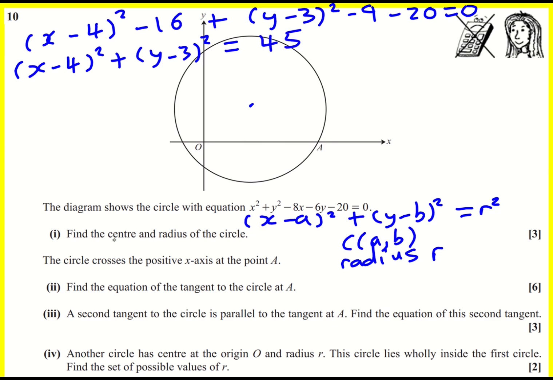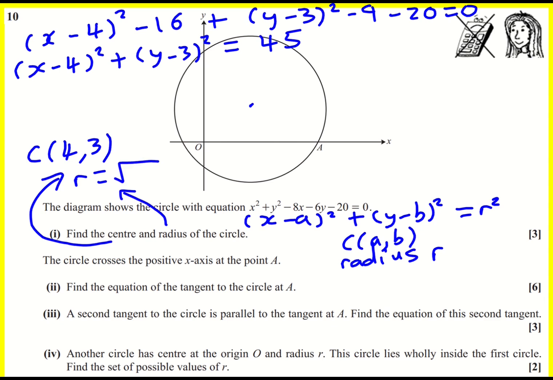And the center is then going to be (4, 3). And the radius is going to be root 45. I could write this in simplified surd form. It'd be 3 root 5, but I think this is fine.